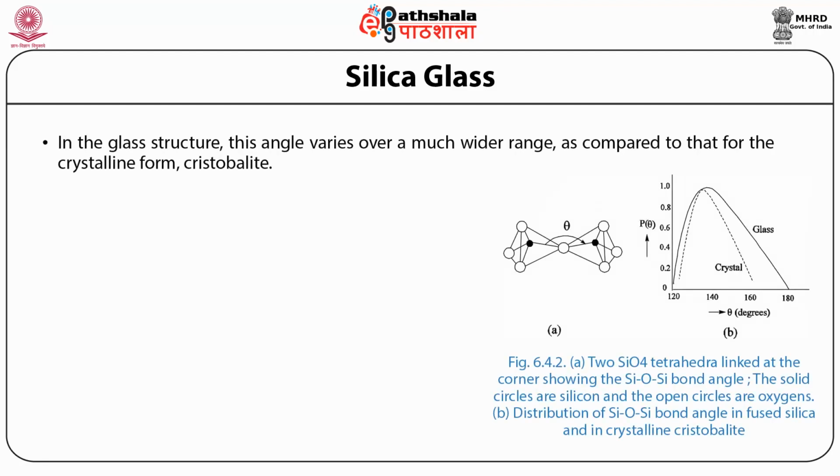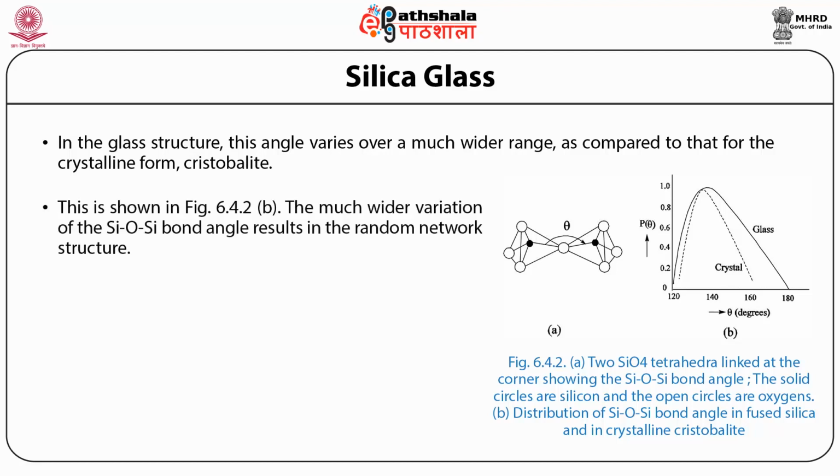In the glass structure, this angle varies over a much wider range as compared to that for the crystalline solid form, that is cristobalite. So you can see from figure B, which shows the distribution of Si-O-Si bond angle in the fused silica and in the crystalline cristobalite. The much wider variation of the Si-O-Si bond angle results in a random network structure.